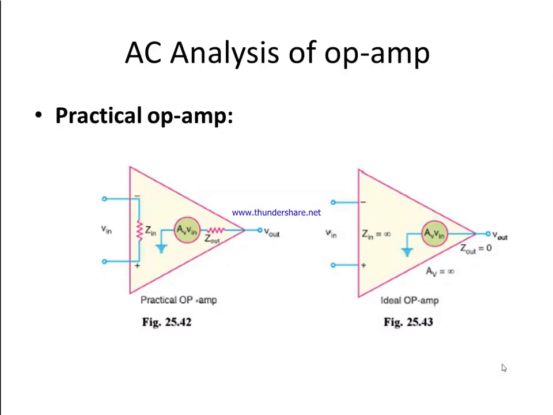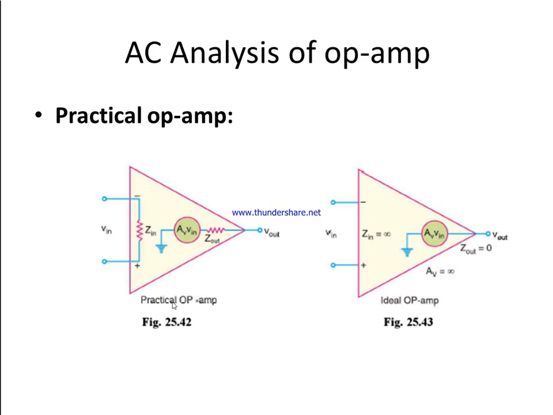We are dealing with the AC analysis of op-amp. You know that the basic op-amp consists of two terminals, one inverting terminal and one non-inverting terminal. If we apply a signal to the inverting terminal, then the output will be 180 degrees out of phase with the input signal, and if we apply input to the non-inverting terminal, then the output will be in phase with the input signal.